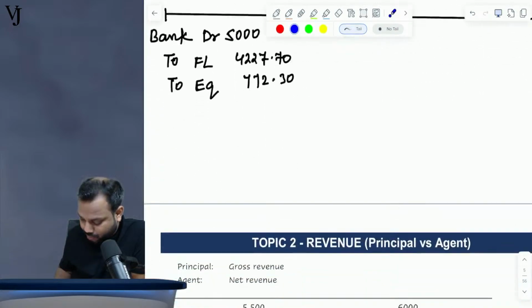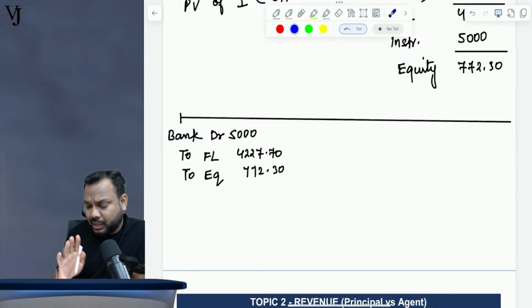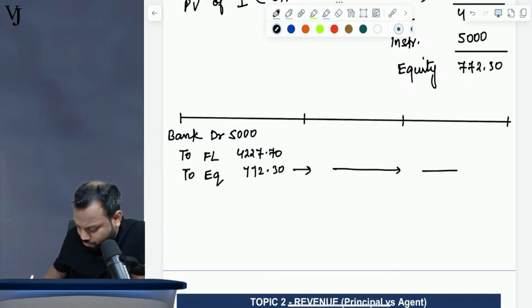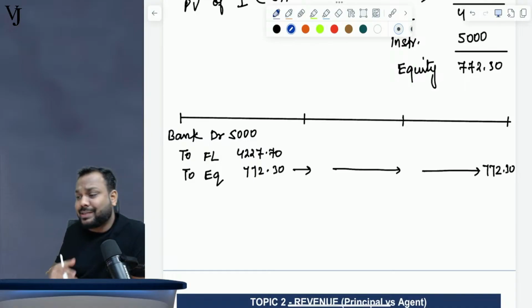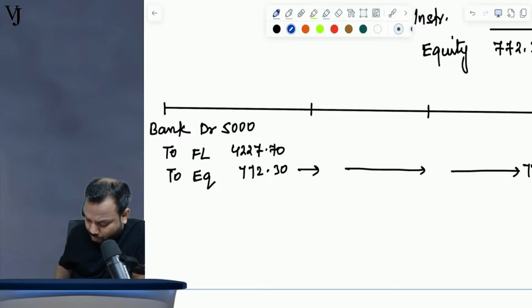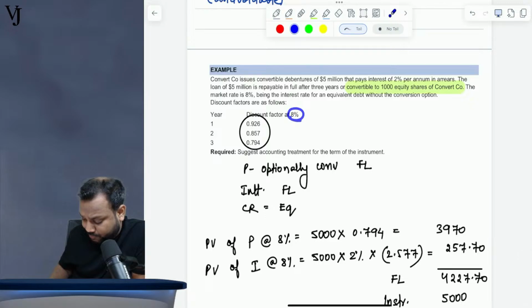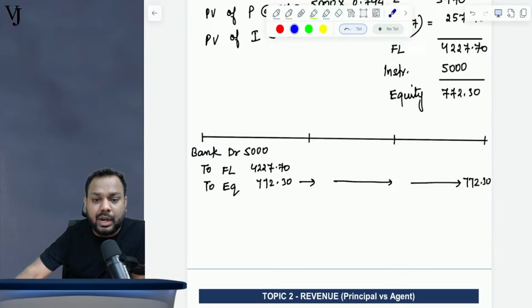Now, the instrument is there for 3 years. So for the 3 years we'll do the accounting. Equity will remain constant at 772.30. But the financial liability will keep on unwinding at the same rate which we used to compute the present value. So what is the unwinding? We calculated the present value at the rate of 8%, so we'll unwind also at the rate of 8%.